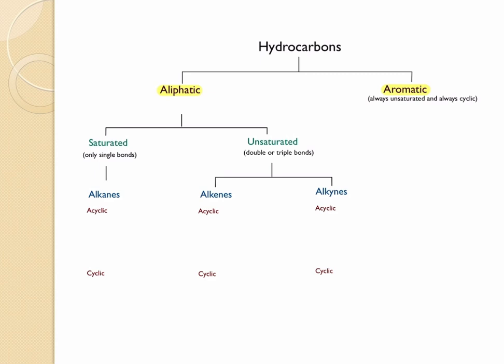When you say alkenes, it's going to have double bonds, whereas alkynes are going to have triple bonds. And each one of these, alkanes, alkenes, and alkynes, can be further classified as acyclic and cyclic. When you say acyclic, this is going to apply to open chain structures, which means there is not a ring structure present. Let's take a look at some examples and also the general formula for each of these compounds.